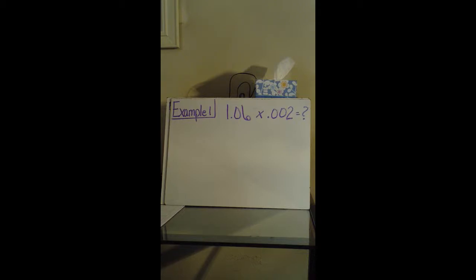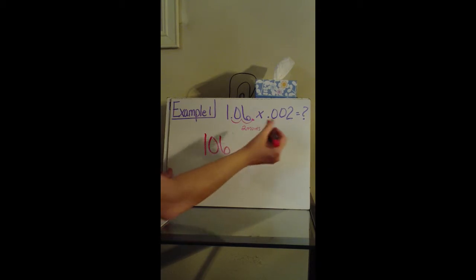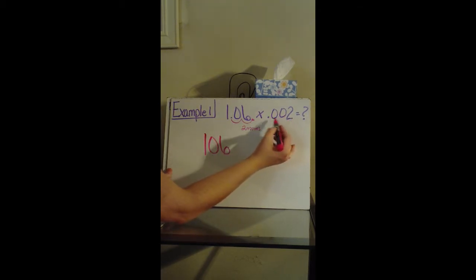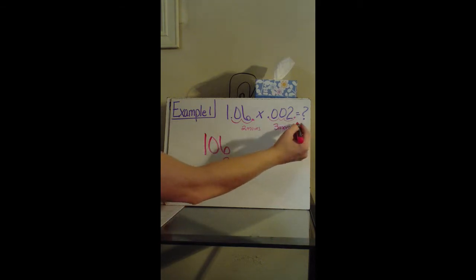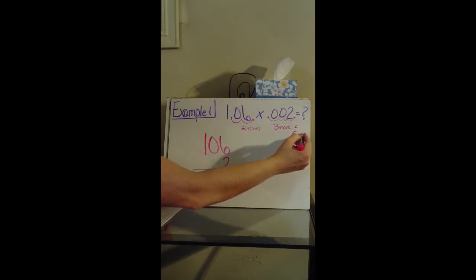0.002. So again, step 1, I want to move my decimal all the way to the right, counting how many moves. So 1, 2. So this was 2 moves, and this new number is now 106. Now I move my decimal all the way to the right, 1, 2, 3. Okay, so 3 moves, and this number is now 2. And I had a total of 5 moves.